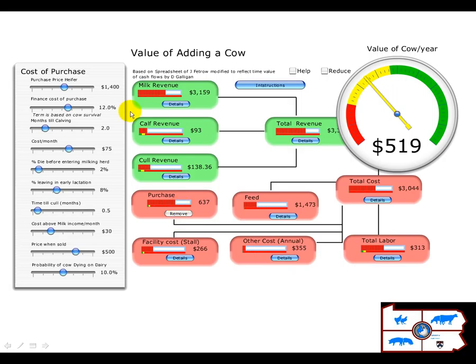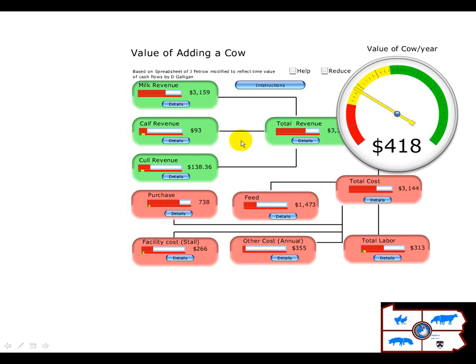First, the purchase price. If the purchase price, and I've clicked on purchase, goes up, then of course that cost is going to translate to a repayment that has to occur over time, and therefore her value per year goes down. Furthermore, if there's a percentage that die before they enter the milking herd, well, then you're buying animals that ultimately don't come in and milk, and so that's going to influence this value. And so there are a number of parameters that can influence this value of a cow per year, and you can modulate them with these sliders.